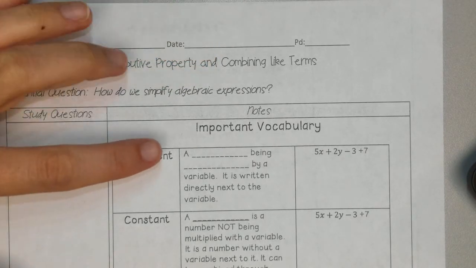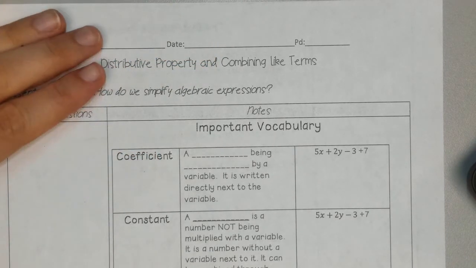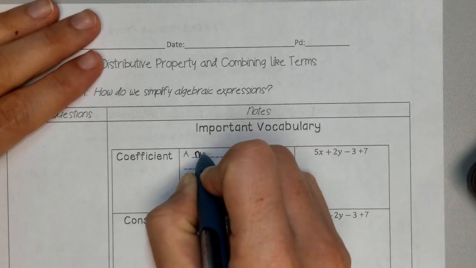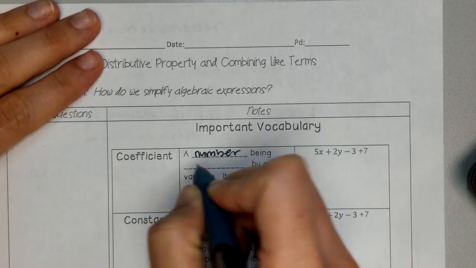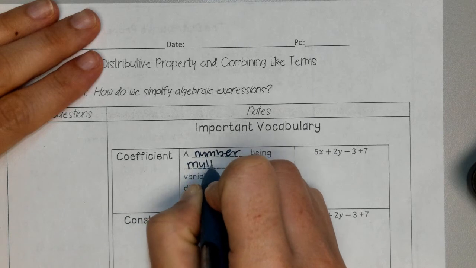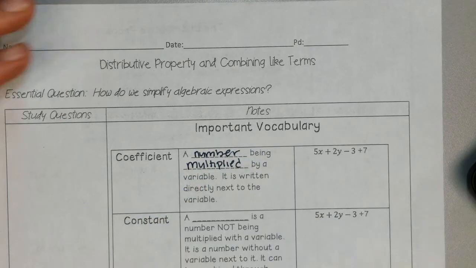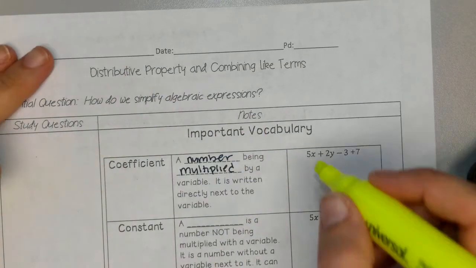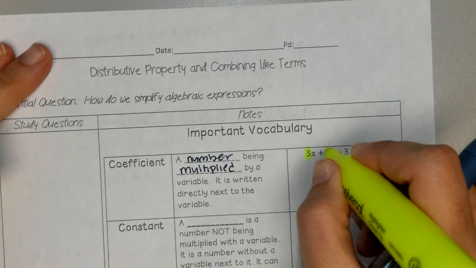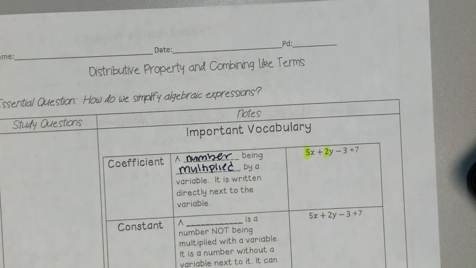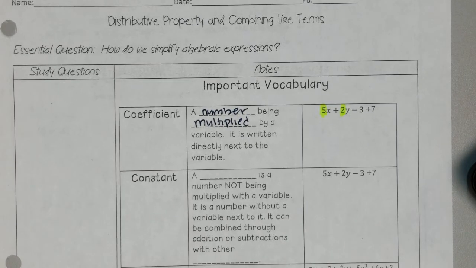So, a coefficient is a number being multiplied by a variable. It is written directly next to the variable. So in this expression over here, our coefficients are 5 and 2. They're the numbers attached to the variable. There's no sign there because that's multiplication.